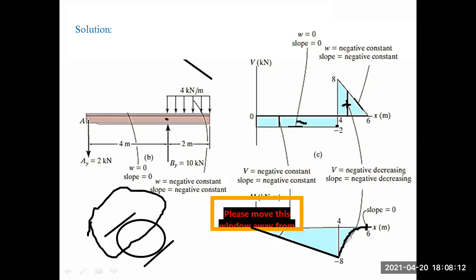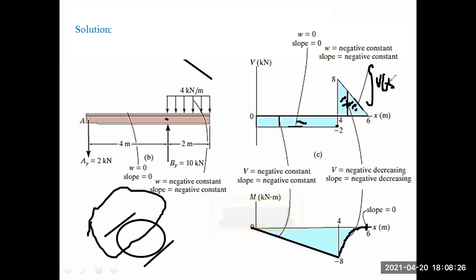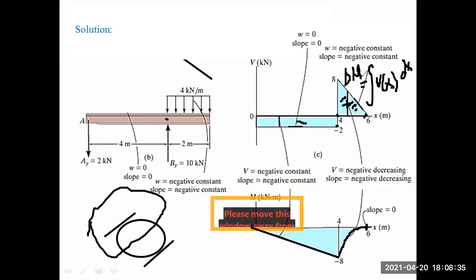So I need to know whether the difference would intercept the x-axis. I need to calculate the area of the shear force of this triangular shape. So the area, the integral of Vx dx from here to here, should be equal to what? To delta M. Do I have the M over here? Yes, it's negative 8.